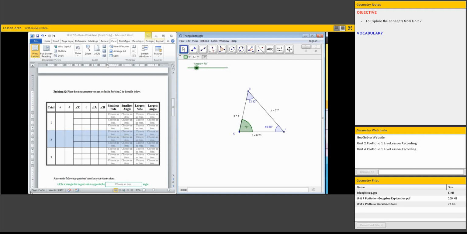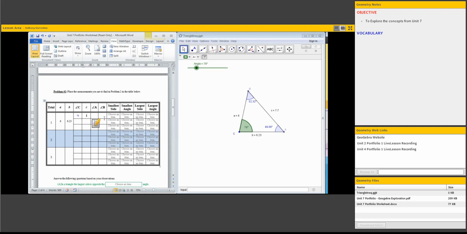So I'm going to let A be 6.08, I'm going to let B be 6.23. Now, what I want to do for each one of these scenarios is have several different measures for the angles. Don't use 90 degrees a whole lot. You can use it for one of the triangles in one of the scenarios, but here I'm going to let angle C be 78 degrees. I'm going to put in the data here.